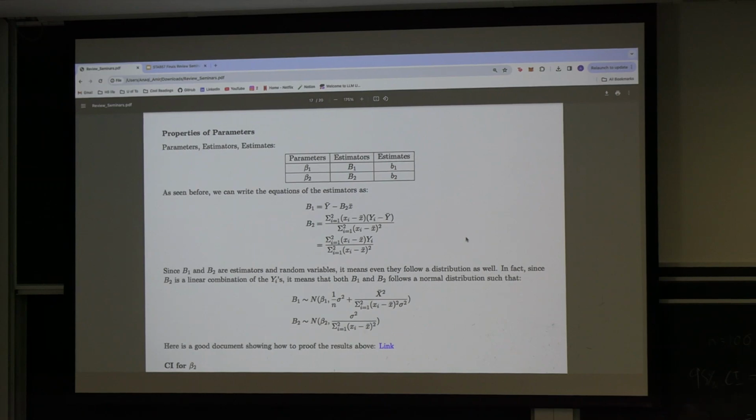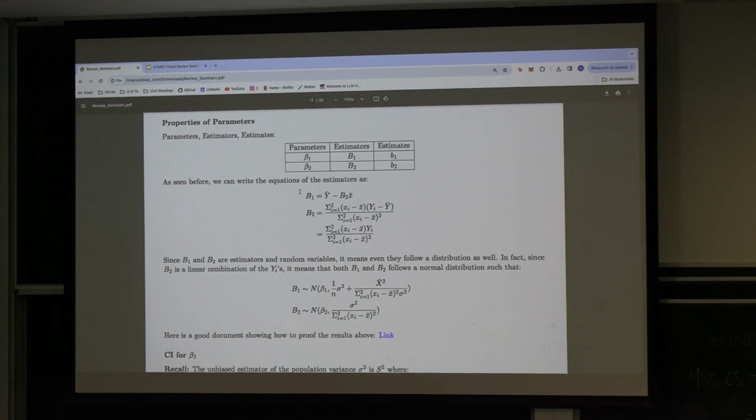So moving on, we have a small table to show you the difference between parameters, estimators, and estimates. Parameters are the true values that you're trying to find. These are usually Greek letters, so in this case, beta 1 and beta 2. Estimators are variables used to estimate the actual parameters. These are usually non-Greek and capitalized, so in this case, B1 and B2. These are the random variables that you're investigating. And then there are estimates, also B1, B2, but lowercase, and these are the actual values that you calculate in your samples.